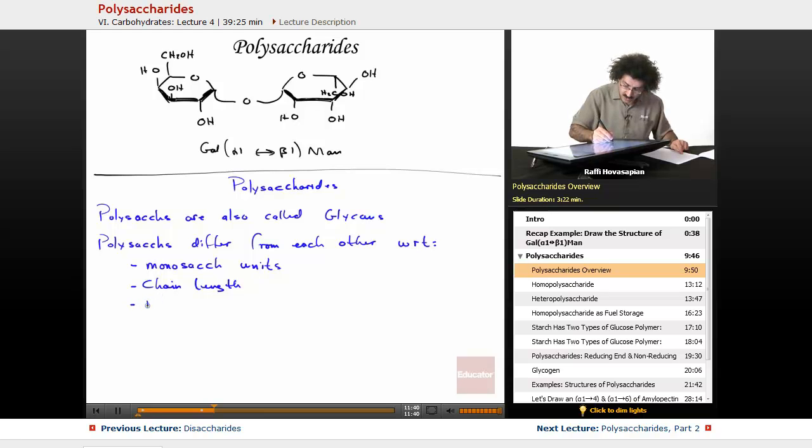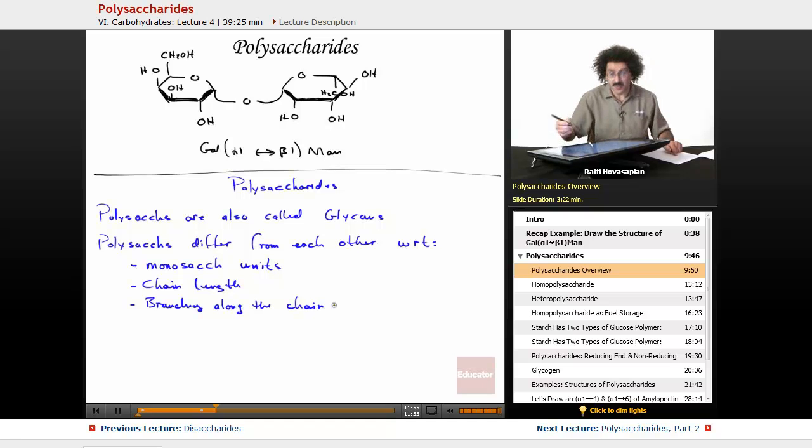Third, branching along the chain. So what you're going to have is something like this. You're going to have some monomer going on, and all of a sudden it's going to branch off like this, and maybe branch off again, and then maybe branch off again. Polysaccharides will do that, and we'll see some examples in just a minute.